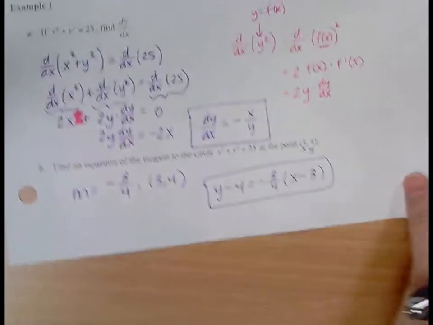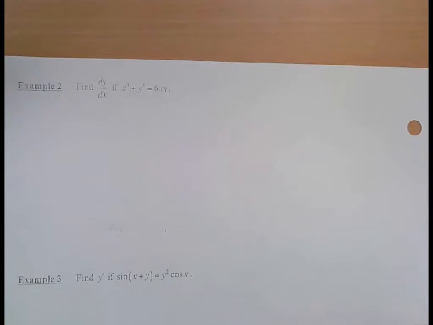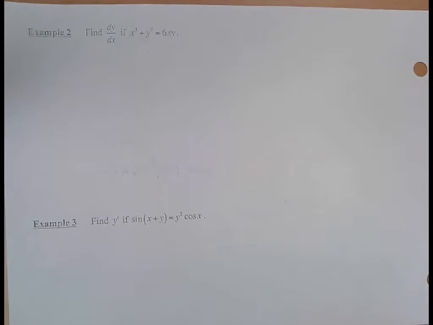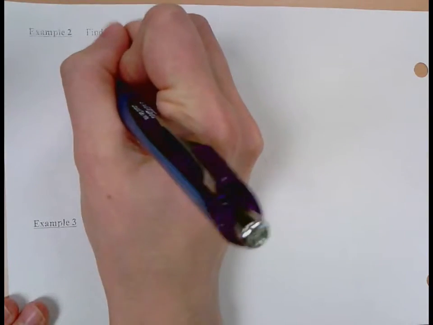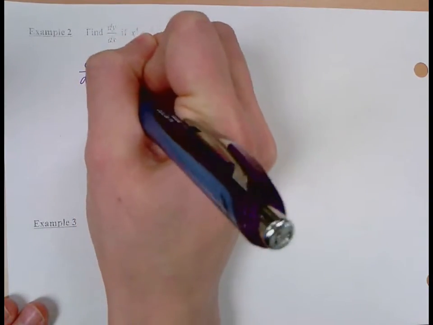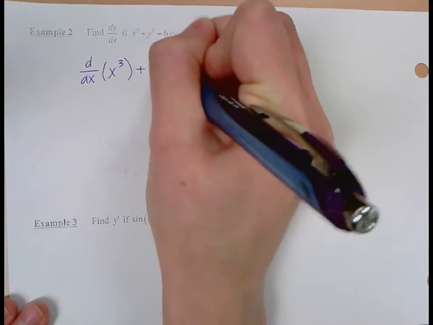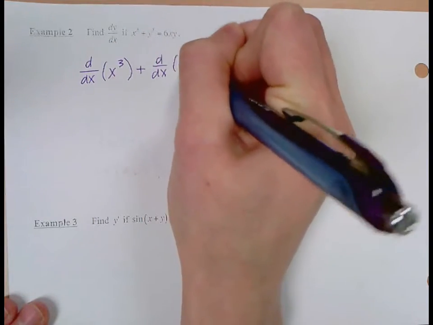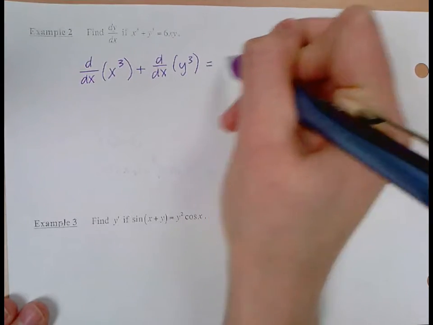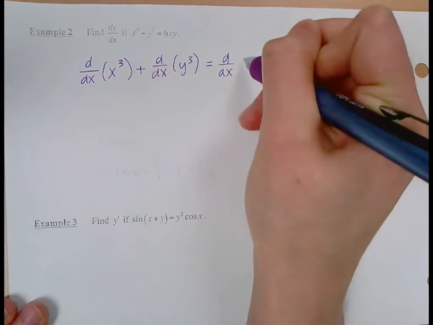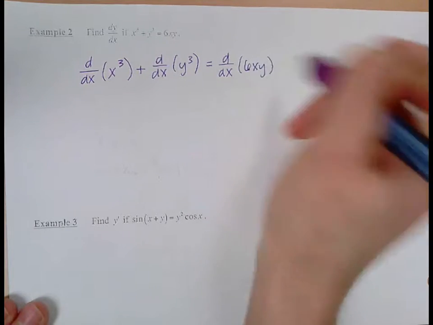Right, so let's move on to finding the derivative of the next function, x cubed plus y cubed equals 6xy. Okay, so same process. You start out by taking the derivative with respect to x of both sides, or the derivative with respect to x of everything. So I'm taking the derivative with respect to x of x cubed plus the derivative with respect to x of y cubed, and that'll equal the derivative with respect to x of 6xy.